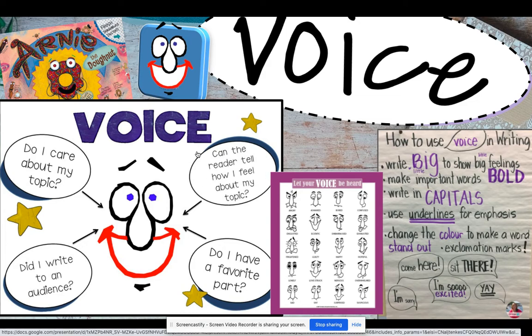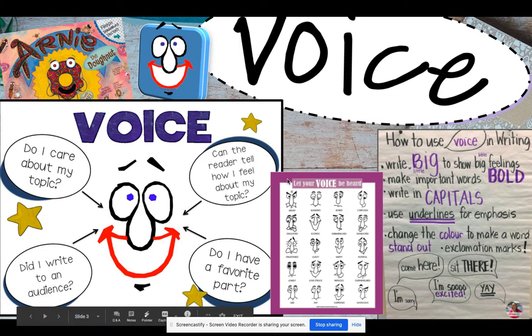Now, you want to make sure too that you express how you feel or how the characters feel when you're writing. And good writers, when they include voice, they don't just say, I was sad, I was happy. They're going to find clever ways to express how they're feeling without literally saying, I felt, and then saying how they felt. And we'll talk about that. And if you really do have good voice, the audience can actually probably tell what your favorite part is because you're going to add a lot of detail and expression there.